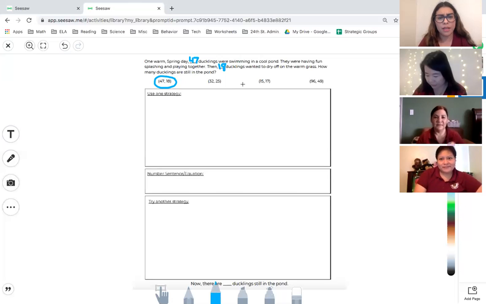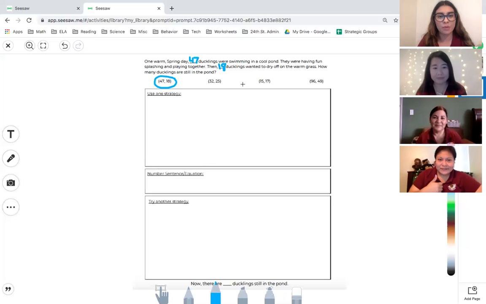So now we need to think about what do the numbers represent in the story? So we have 47 and 18. What does the number 47 represent? Ms. Hernandez, what does 47 represent in this story? The 47 represents the ducklings that are swimming in the pond. So that's a lot of ducklings, and I think it must be a really big pond. Huge pond. That's so many ducklings.